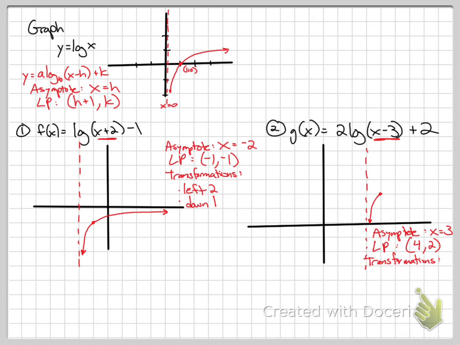Hug the asymptote. Slowly increase to the right. The 2 in front of this does stretch it vertically, but it's so small of a stretch that it doesn't change our sketch. The 3 in the parentheses moved it right 3, and the 2 at the end moved it up 2, just like in Parent Graphs Chapter 2.